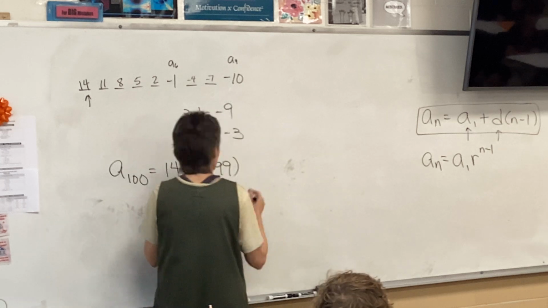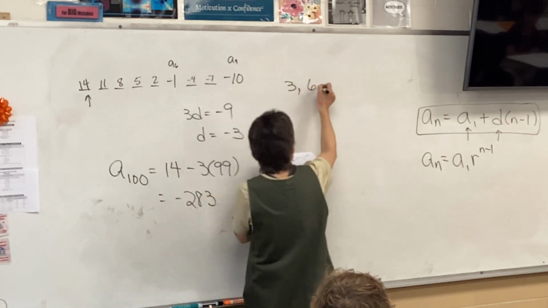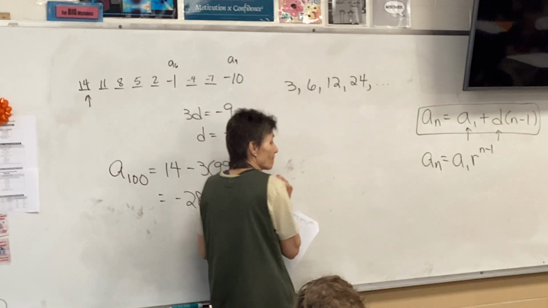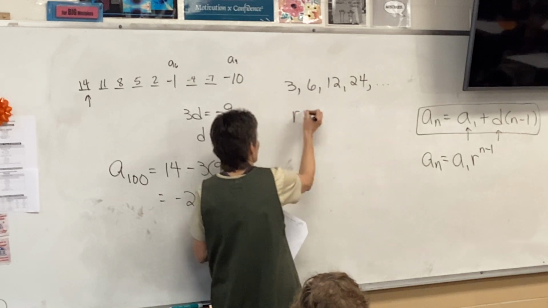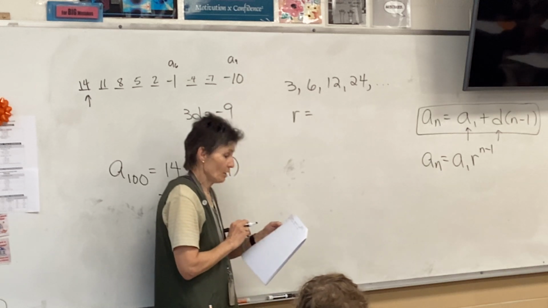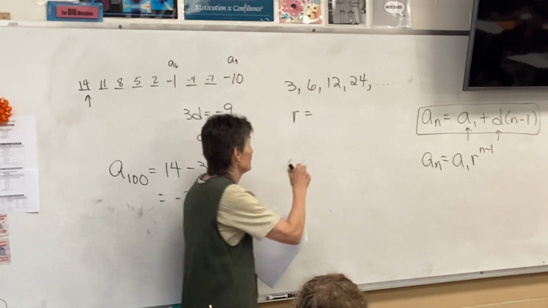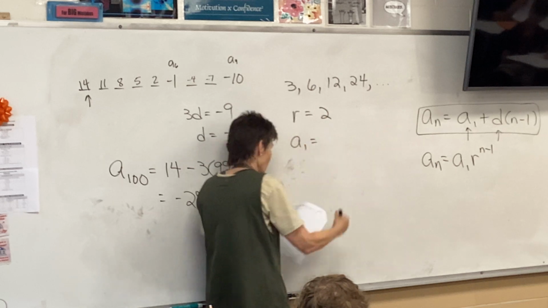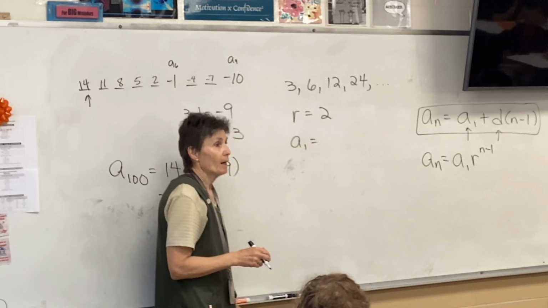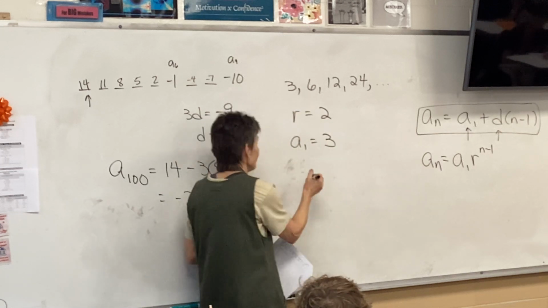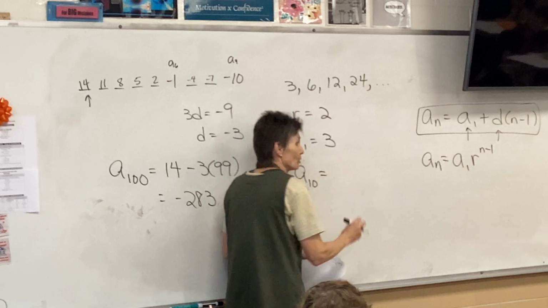I have a sequence, 3, 6, 12, 24. Can you tell me the ratio? The ratio is what? 2. The ratio is 2. I'm multiplying by 2. Can you tell me the first term? I hope so. It's right there. And then we're going to find the 10th term.